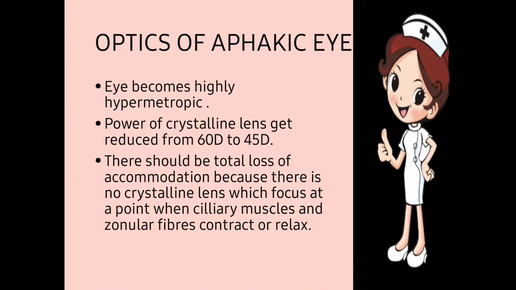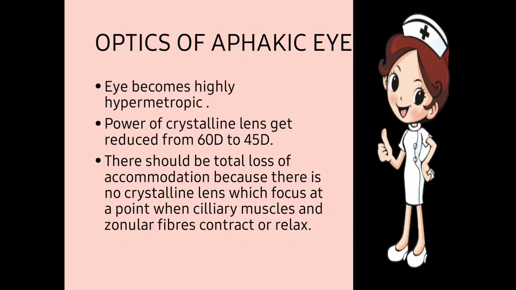Next one, optics of the aphakic eye. Now the eye becomes highly hypermetropic. Hypermetropic means the eye will accept a lot of plus value, roughly plus 10 to plus 12. The power of the crystalline lens gets reduced from 60 diopters to 45 diopters. The crystalline lens present in the eye has some value which we are supposed to provide to the patient from the outside. So all machines will show plus power, showing that the patient is hypermetropic.